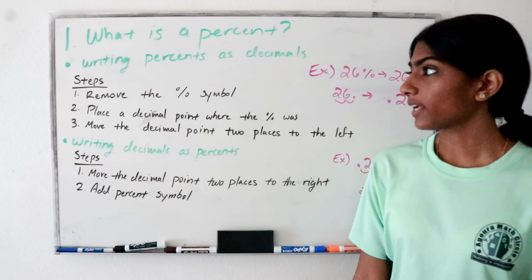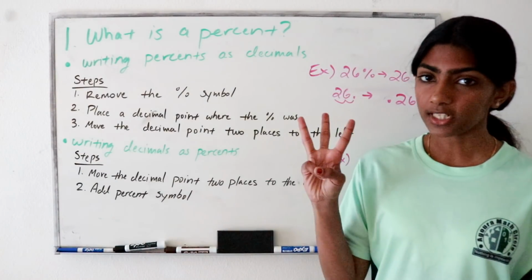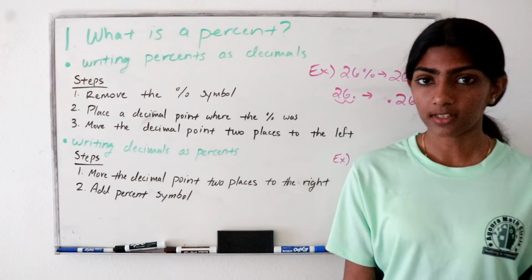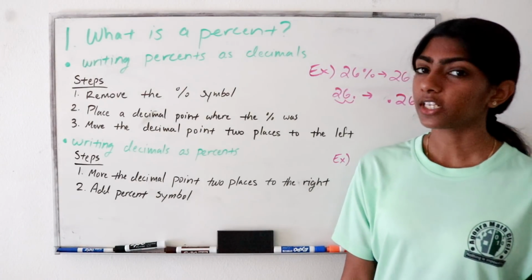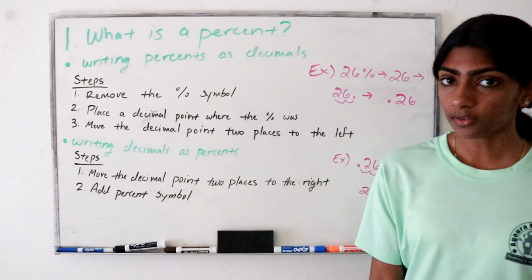So next, let's look at writing percents as decimals. So there are 3 steps for this. First, you want to remove the percent symbol. Then you want to place the decimal point where the percent symbol was. Finally, you want to move the decimal point 2 places to the left, not the right, the left.